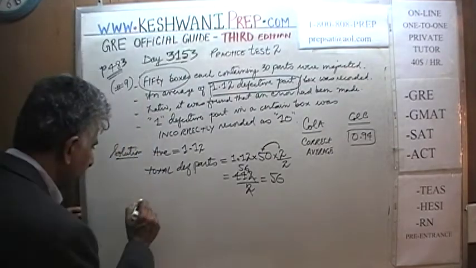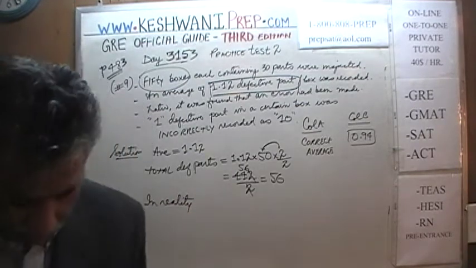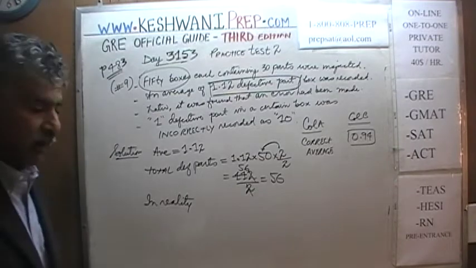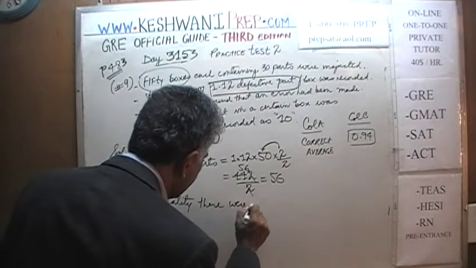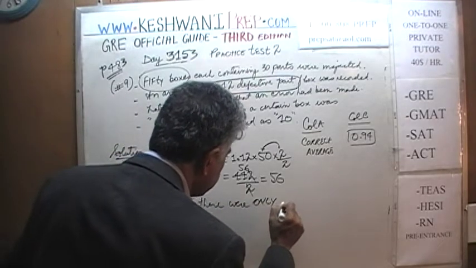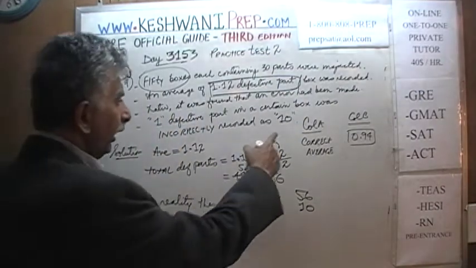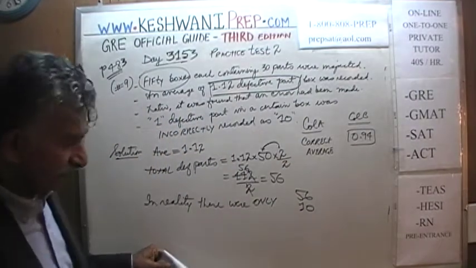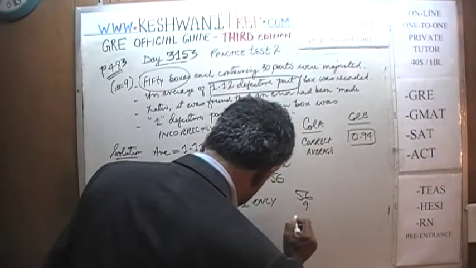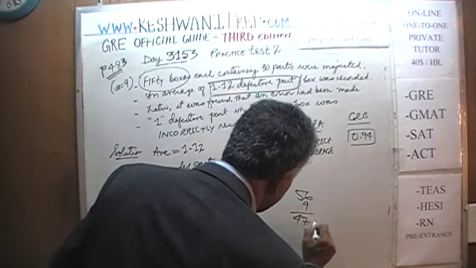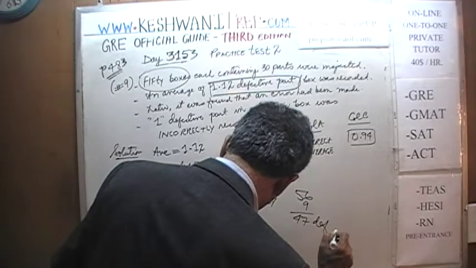But in reality, how many defective parts were there? In reality, there were only 56 minus 10, because a 10 was recorded instead of 1. No, not 56 minus 10, but rather 56 minus 9. 47 defective parts.